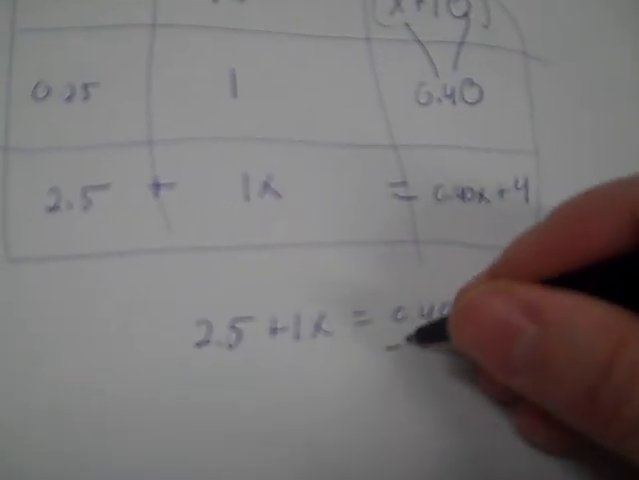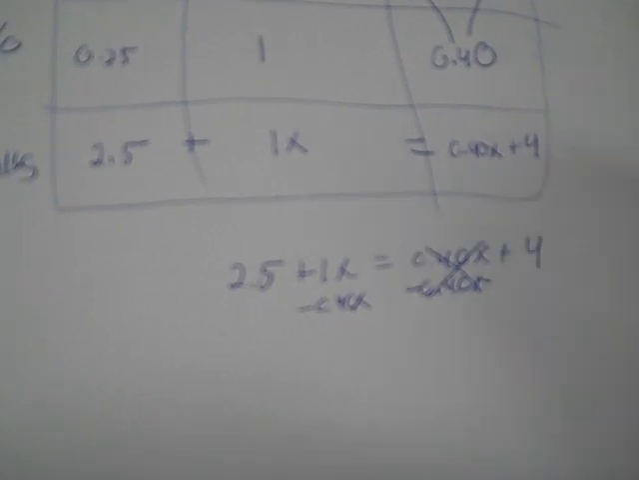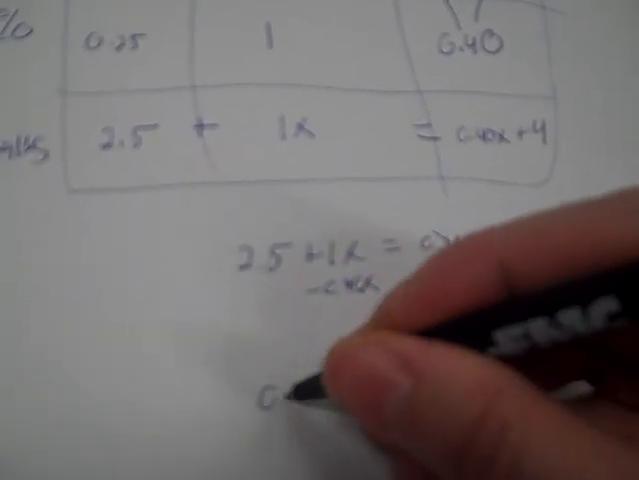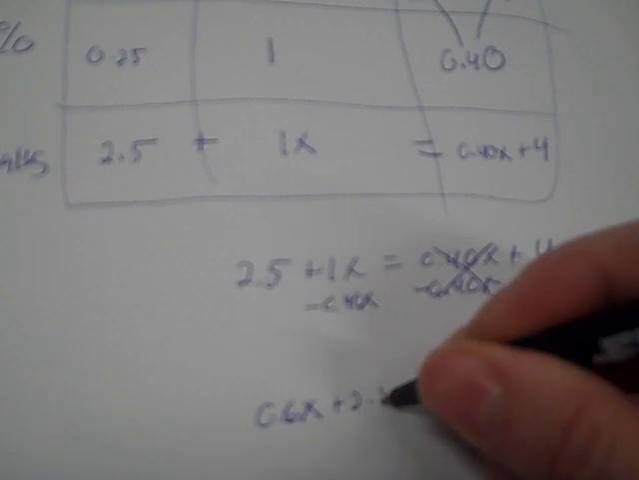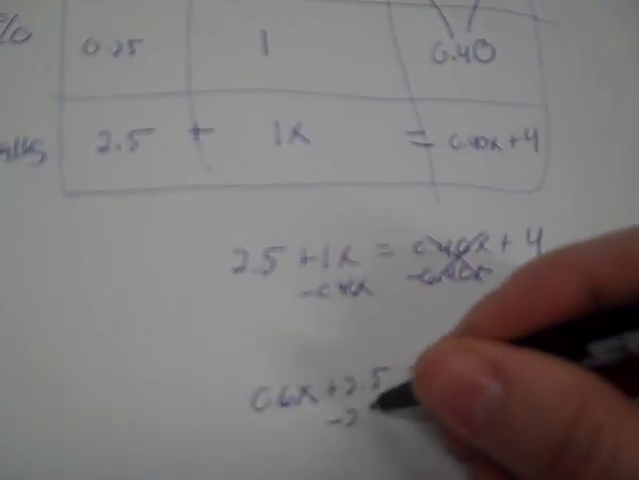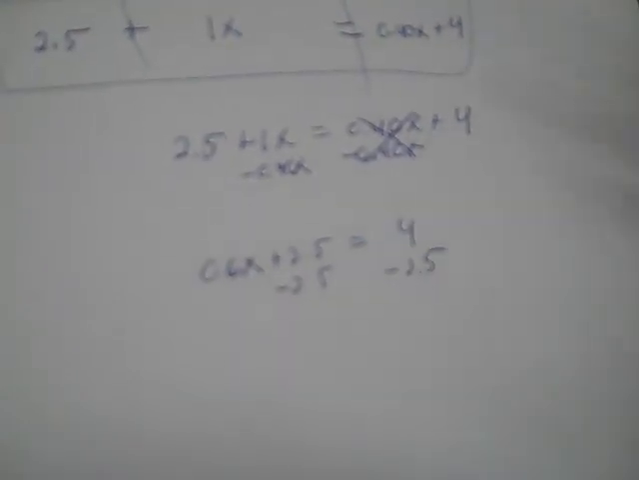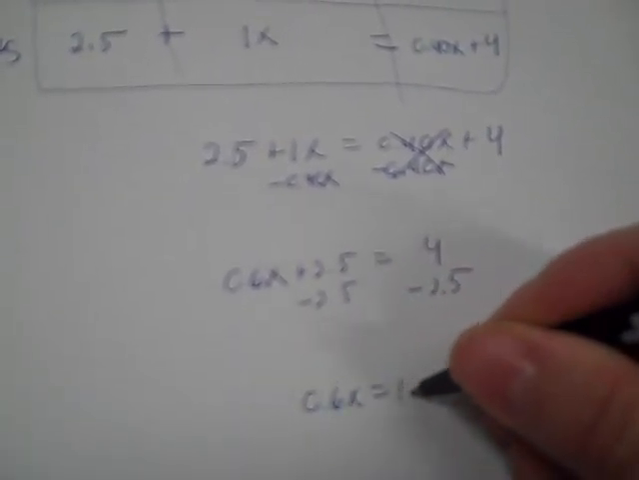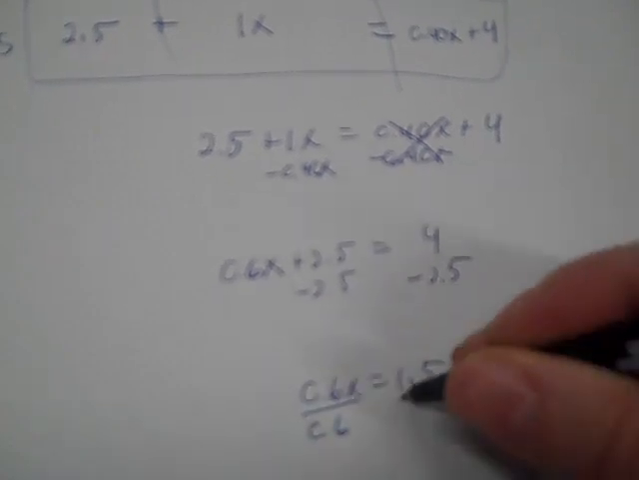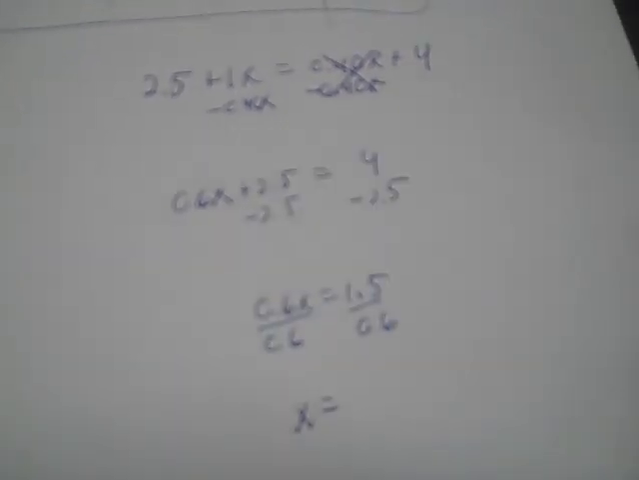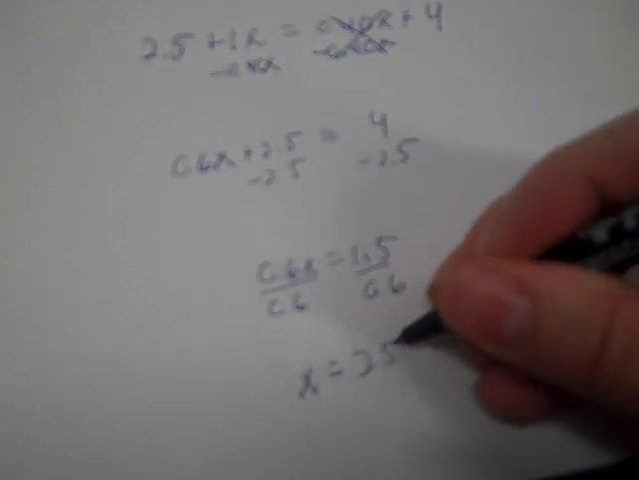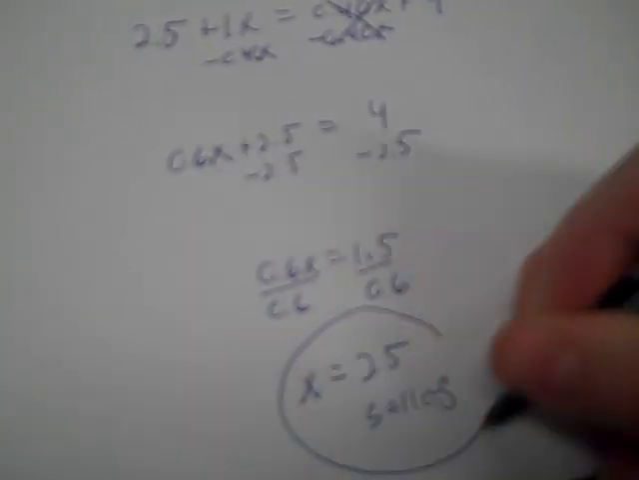Okay, combine your x's. You don't have to do the multiply by 100 stuff. So that's going to be 0.6, so I'm going to have 0.6x plus 2.5 equals 4, and then I subtract 2.5, which is 1.5, and then I divide by 0.6. And that's my answer for x. So 1.5 divided by 0.6 is 2.5. Okay, so I need to add 2.5 gallons of the chocolate syrup to raise it up to 40%.